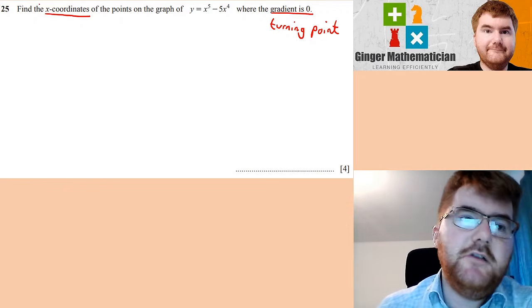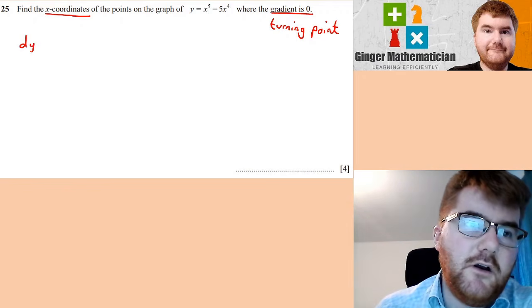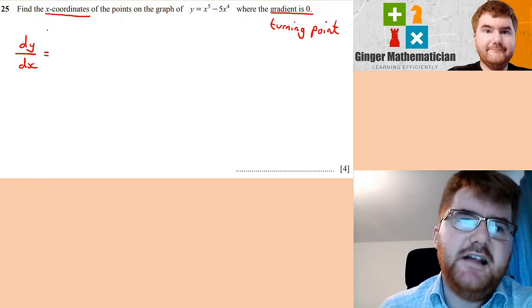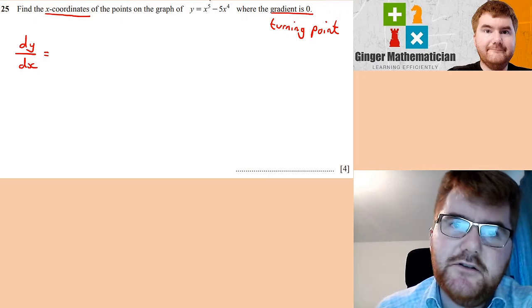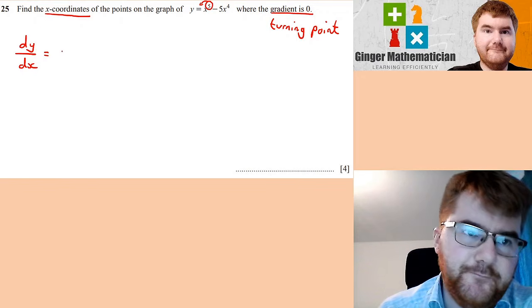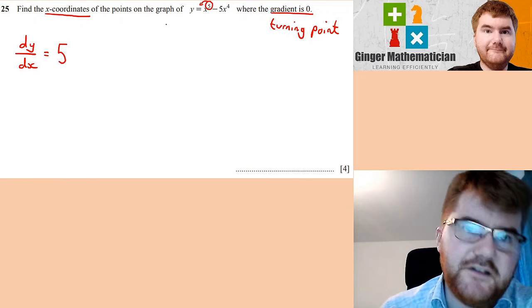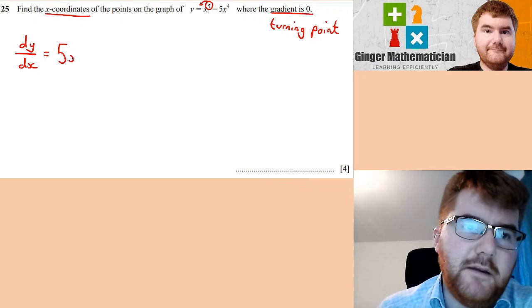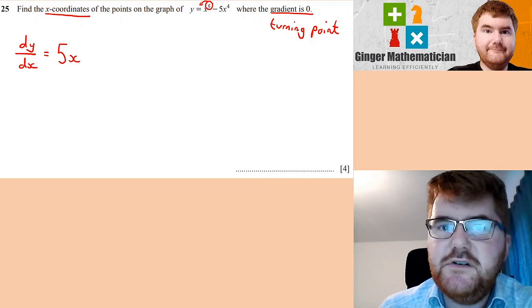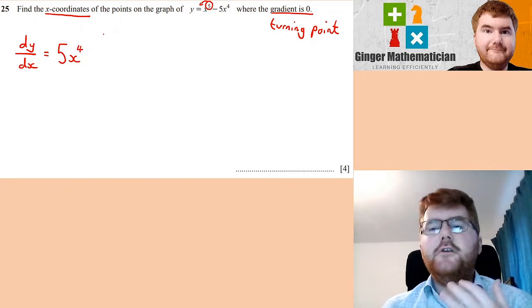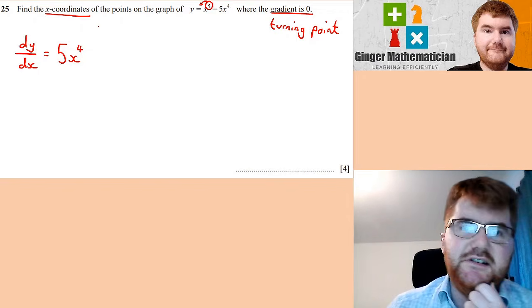So what we're going to do is take our function and work out the derivative, dy by dx. Now the process that we do here is we take the 5, we bring it to the front, and now we reduce the index by 1. So what do I mean by this? Well, we're going to reduce this from a 5 to a 4. And this is the standard process for differentiating at IGCSE.